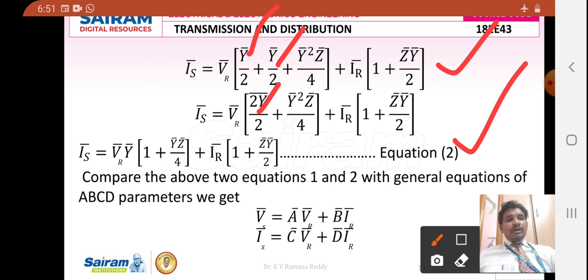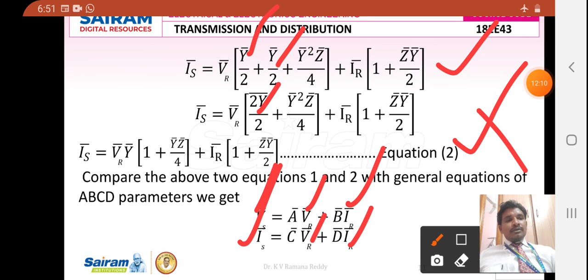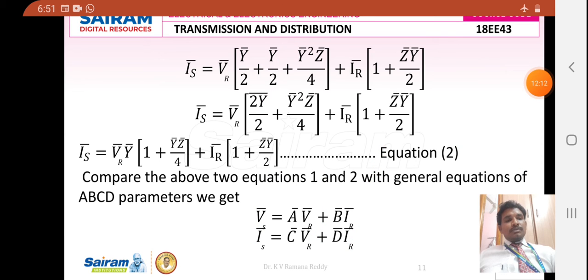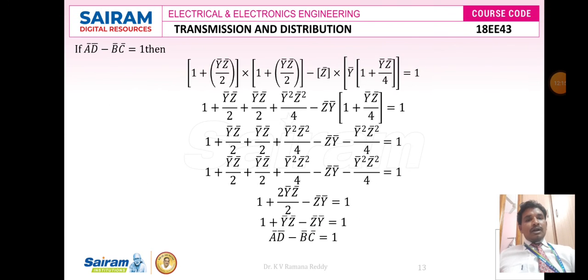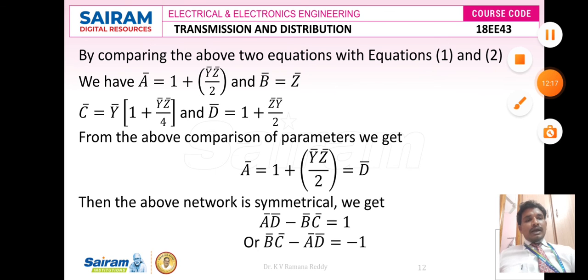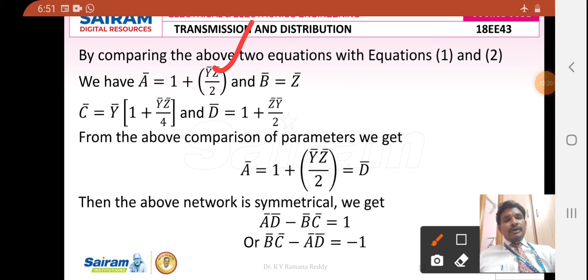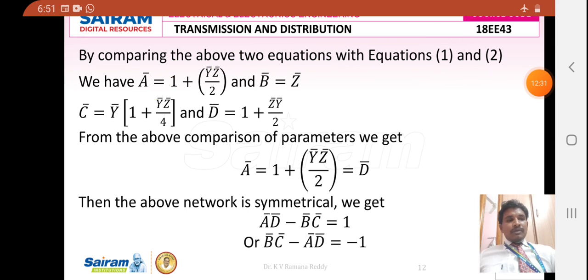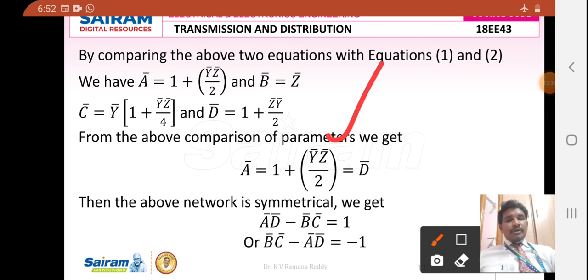Now, earlier equation number 1 and current equation number 2, I am going to compare with the general equations of ABCD parameters, where sending end voltage and sending end current are written in terms of receiving end voltage and receiving end current according to the ABCD parameters concept. By comparing these two equations, I got the values of A, B, C and D. Here A bar is equal to 1 plus Y bar into Z bar by 2, B bar is equal to Z bar, C bar is equal to Y bar of 1 plus Y bar into Z bar by 4, and D bar is equal to 1 plus Z bar into Y bar by 2. So if you compare the A, B, C, D parameters, A bar and D bar values are similar. Therefore, A bar is equal to 1 plus Y bar Z bar by 2, which is equal to D bar.